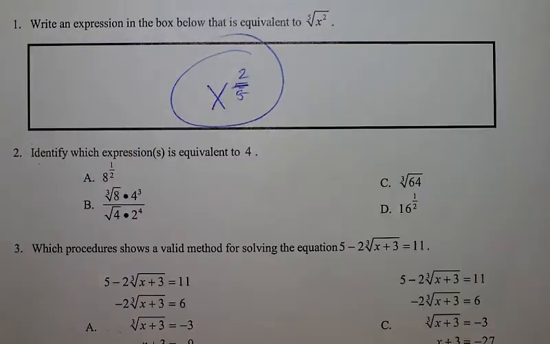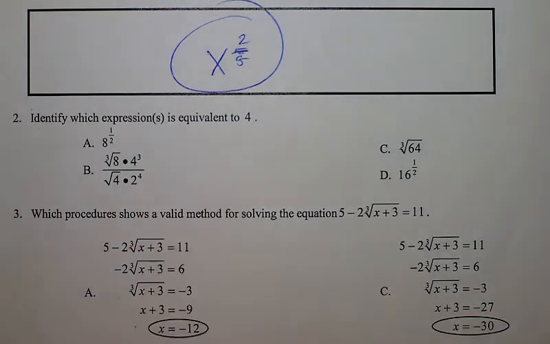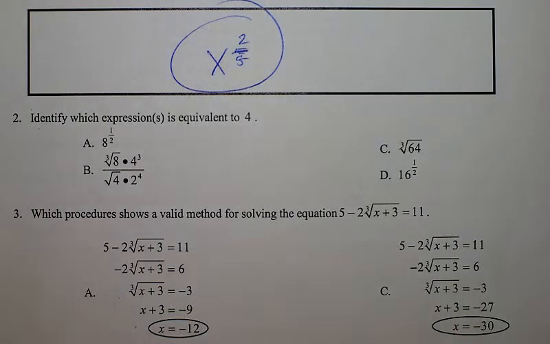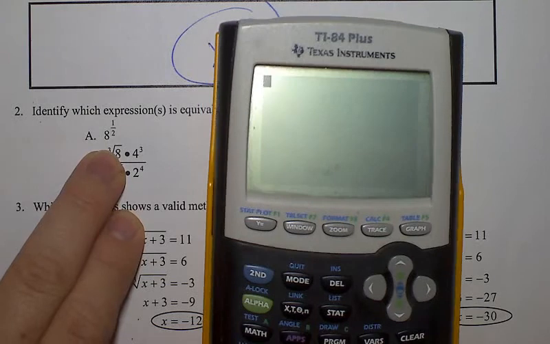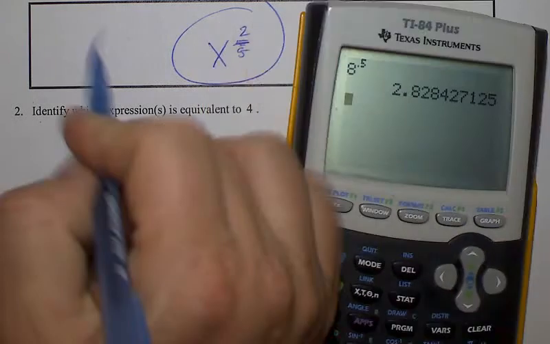Number 2, identify which expression is equivalent to 4. Well, there's a couple different ways to do this. One is just grab a calculator. We're going to go one by one and find out which expression or expressions is equivalent to 4. So I could take 8 to the 0.5. We know that's the square root of 8. We can see that's not right. I'm going to come back to B.